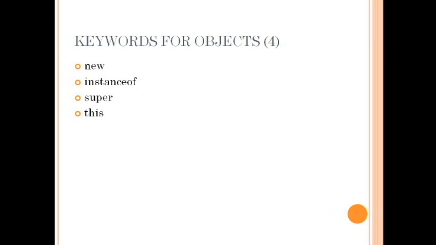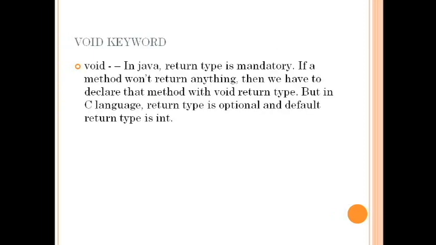Next type of keyword is the void keyword. Now we must understand that in Java, mentioning the return type in a method is mandatory. And if a method is not returning anything, then we must declare that method with void return type, else it will give a compile time error.